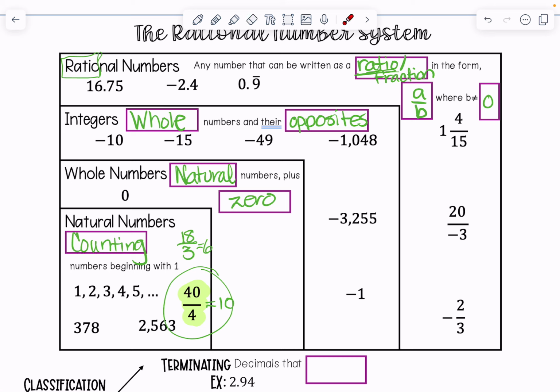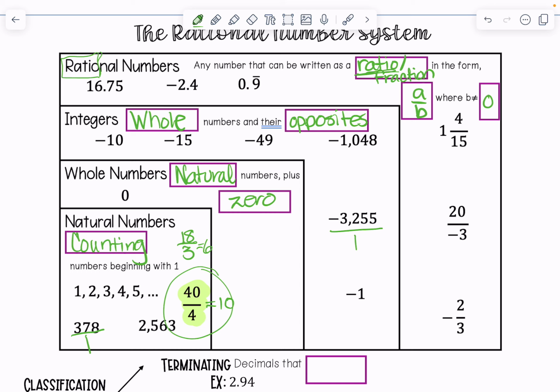Again, all of these smaller categories belong in all of these upper categories. So once something is classified as a natural number, it can be classified as a natural, a whole, an integer, and a rational. If something is classified as an integer, so for example, negative 10 is an integer and automatically also a rational number. Since a rational number is any number that can be written as a fraction, just to clarify, like an integer, we could take negative 3,255. If I wanted to write that as a fraction, I can put it over 1. 378, I can put that over 1.